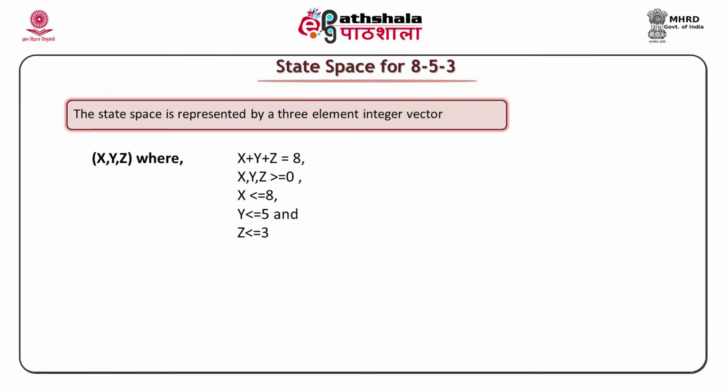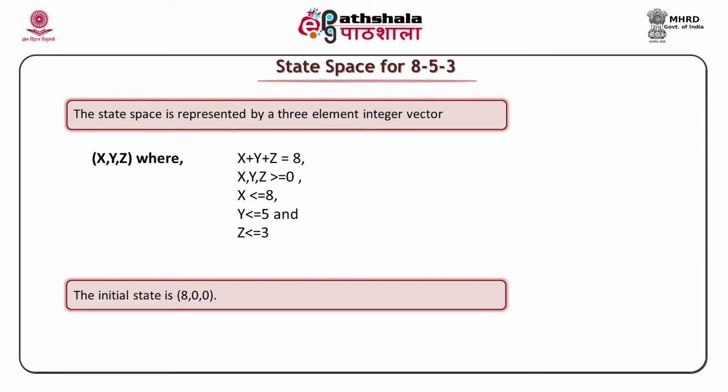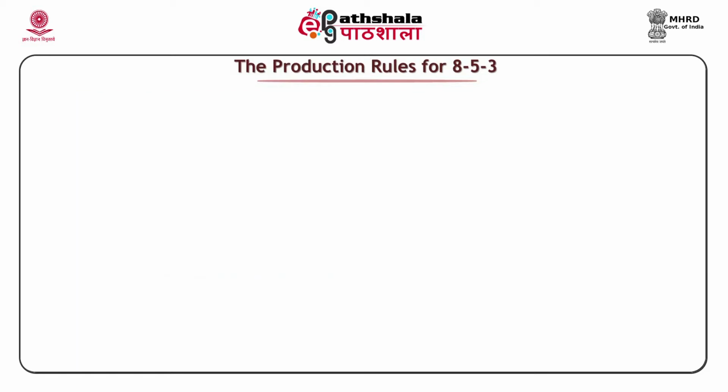That means the total amount of milk that we can have is 8. x, y, z greater than or equal to 0, where we do not have negative values. x less than or equal to 8, the capacity of x is 8, so you can have 8 or less. y is less than or equal to 5, so the capacity of y is 5, so you can have 5 or less, and z less than or equal to 3. That means the z value can be maximum 3. The initial state is 8 0 0. Okay, so this is how you represent the state space.